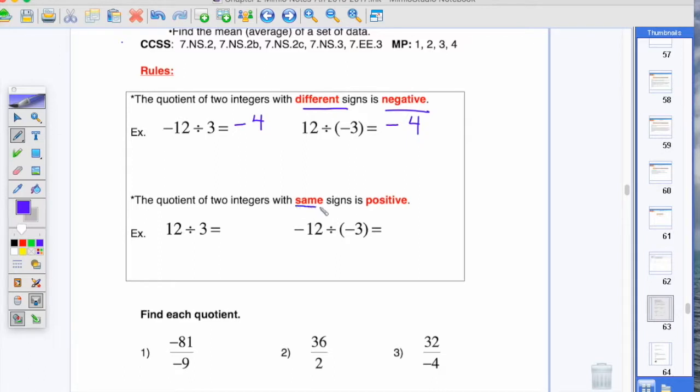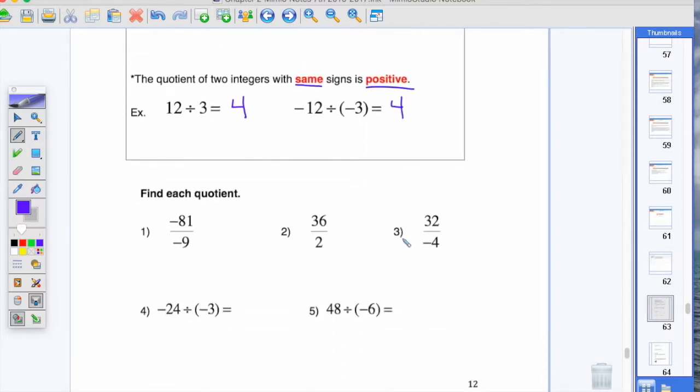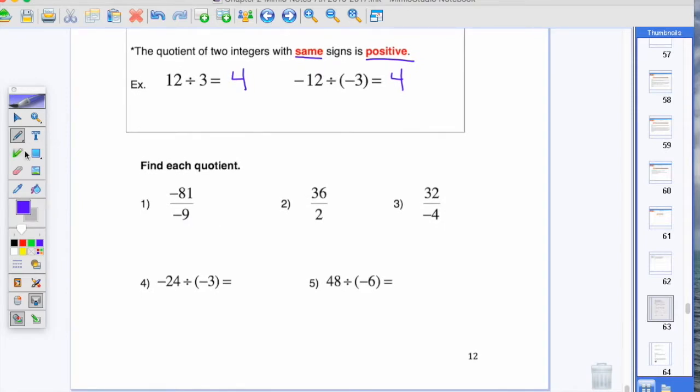The quotient of two integers with the same signs is positive. So the first example, 12 divided by 3, is what you did when you first learned division. They're both positive, so your answer is positive. Now when you have a negative 12 divided by a negative 3, they're both negative, so your answer is positive. The first thing that you should do when you're finding each quotient is identify the sign before you divide.